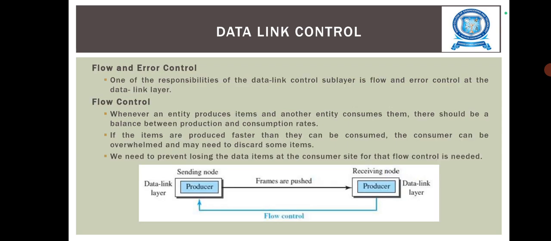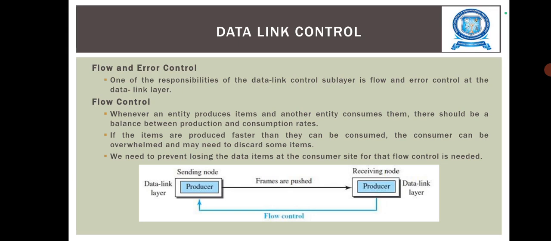Next, we are going to see flow and error control. One of the responsibilities of the data link control sublayer is flow and error control at the data link layer. Regarding flow control, whenever an entity produces items and another entity consumes them, there should be a balance between production and consumption rates. If the items are produced faster than they can be consumed, the consumer can be overwhelmed and may need to discard some. We need to prevent losing the data items at the consumer site. For that, flow control is needed.